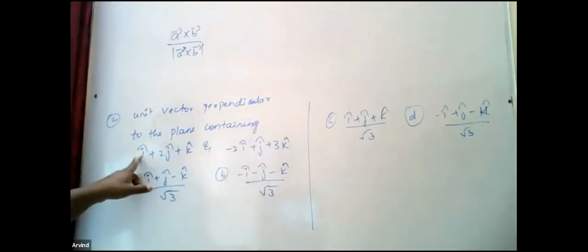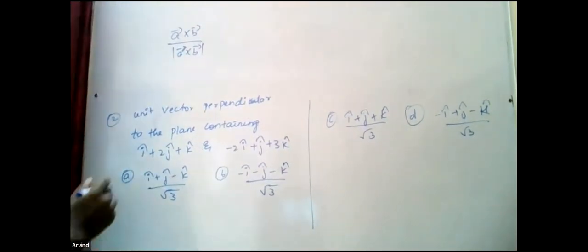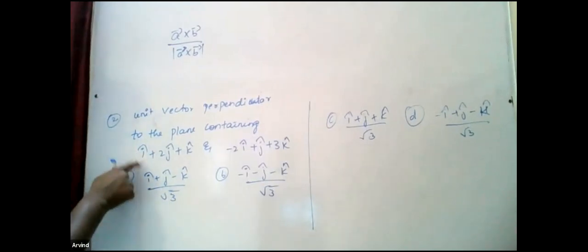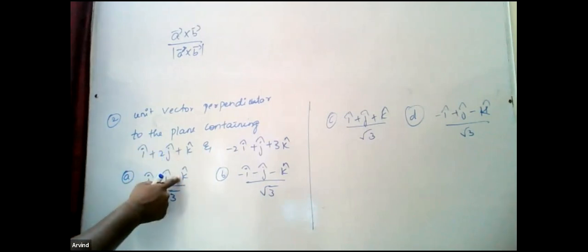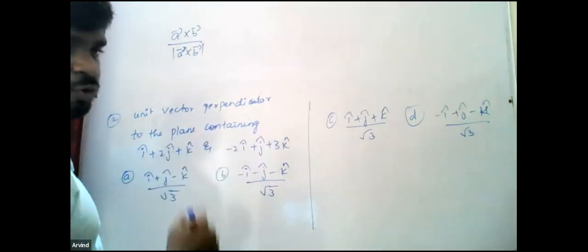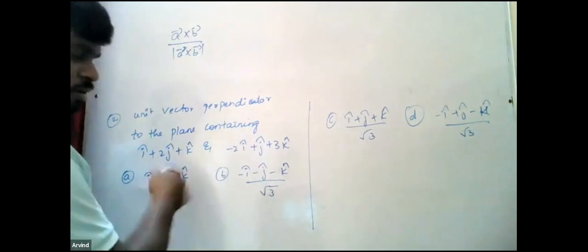Like the first one, just forget about this root 3. 1 into 1 is 1, 2 into 1 is 2, 2 plus 1 is 3. 1 into minus 1 is minus 1. So 3 minus 1 is 2, you don't get 0. So this is wrong, forget it.